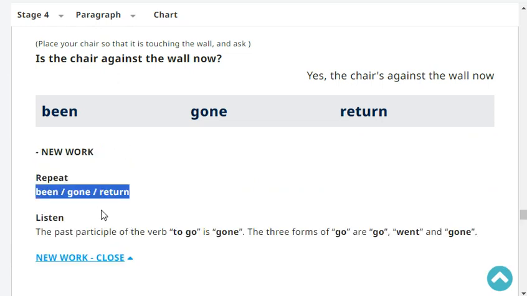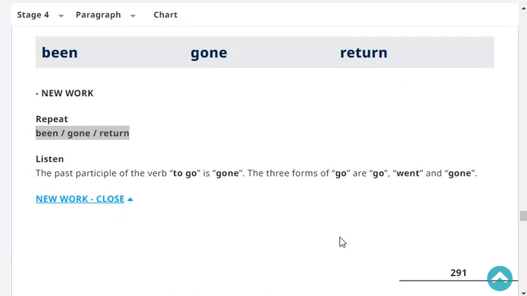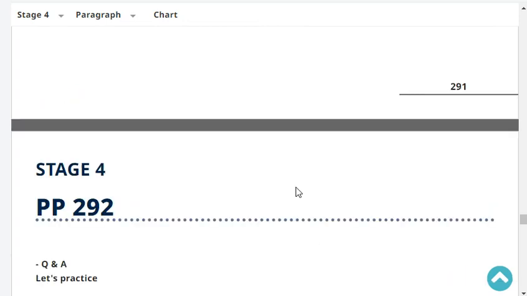Being, gone, returned. Very good. Okay, listen. The past participle of the verb to go is gone. The three forms of go are go, went, gone.